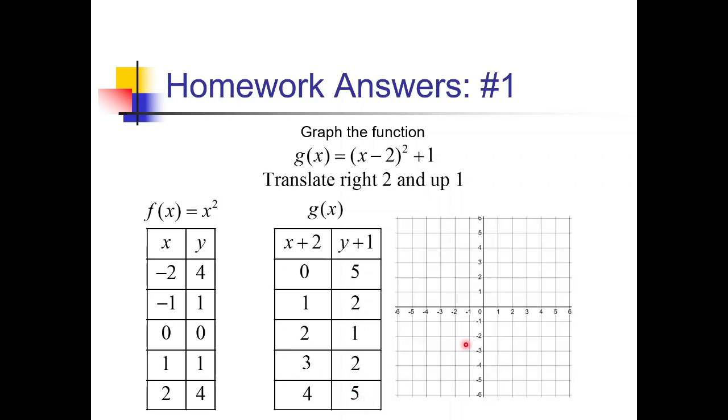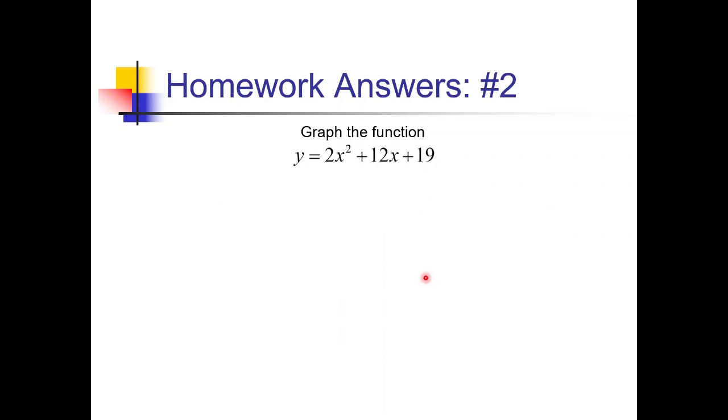All right, so putting that all on the graph, we've got (0, 5), which is right up here, and then here's (1, 2), (2, 1), (3, 2), and (4, 5). And then just draw the parabola through those points.